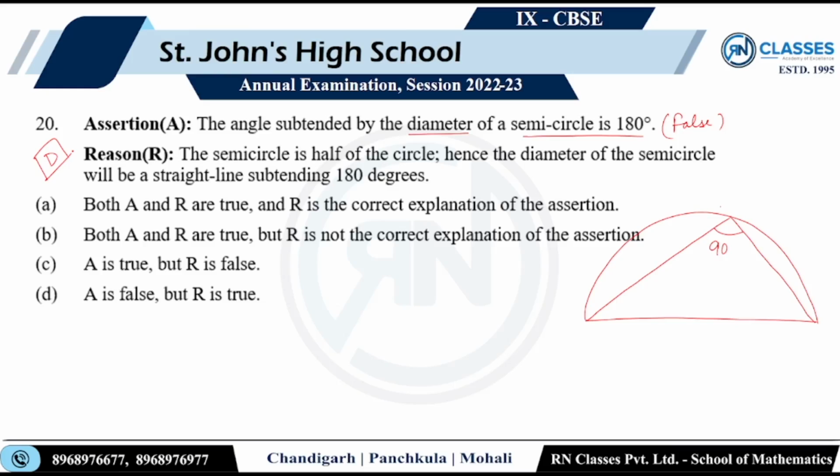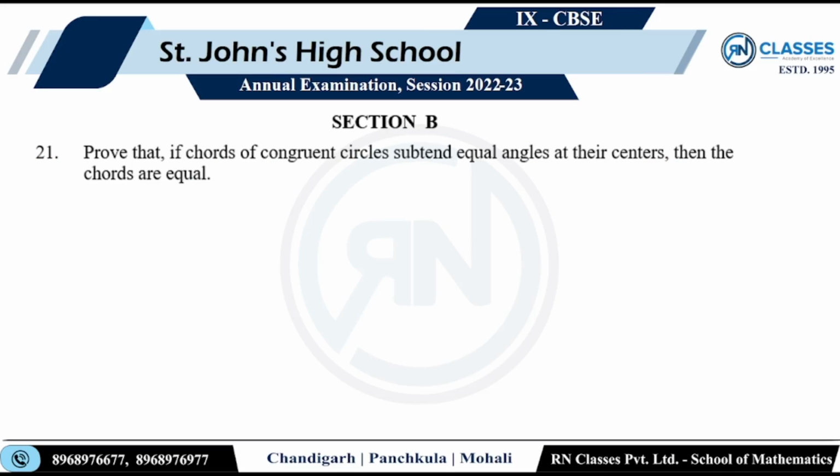But still, read the second statement. The semicircle is half of the circle, hence the diameter of the semicircle will be a straight line subtending 180 degrees. Yes, 180 degrees. The statement would be true. So D part is the correct choice. Let's move on to section B.